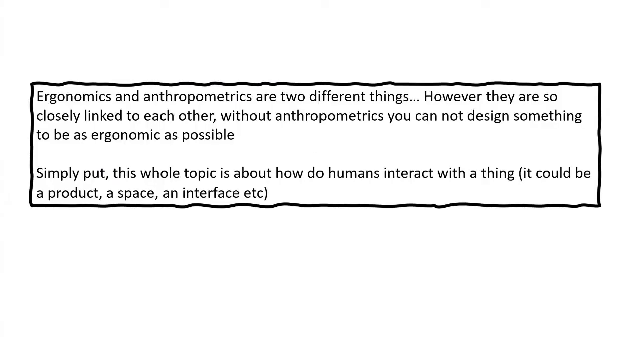So ergonomics and anthropometrics, they are two different things. However, they are very, very closely linked together. They always go hand in hand, basically. So we don't hear about one without the other. But without anthropometrics, you cannot design something to be as ergonomic as possible. So it's all about how something gets designed for how someone is going to interact with it. So that could be a product, that could be a space, that could be an interface, it could be furniture. But ergonomics and anthropometrics, the whole point of both of those together is to make that experience of interacting with something as good as possible.